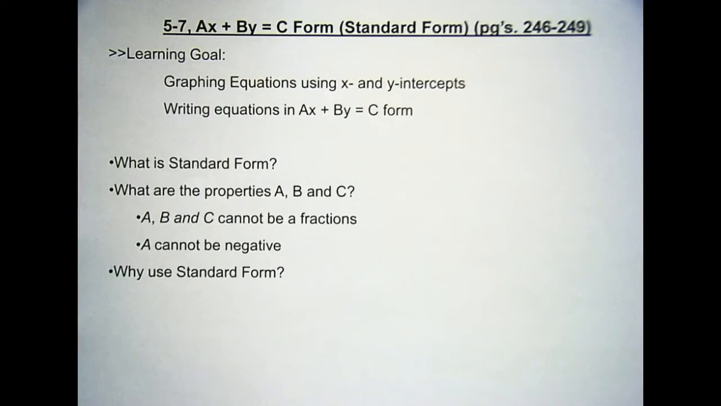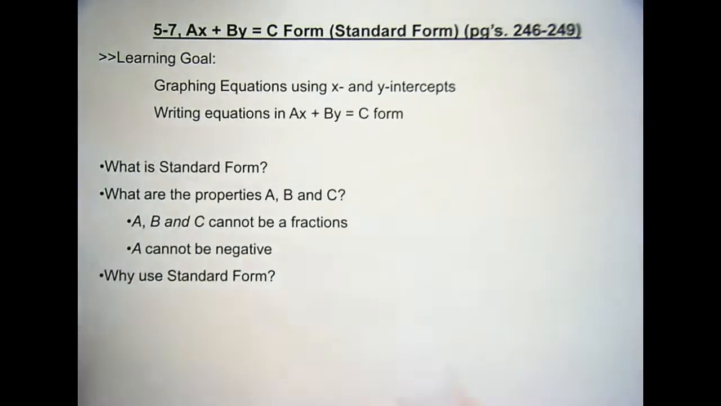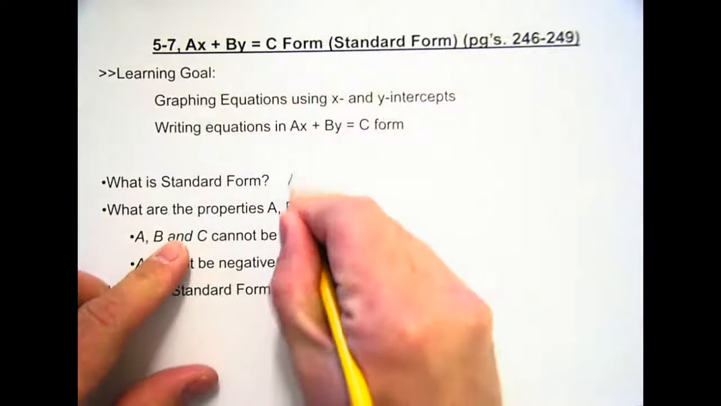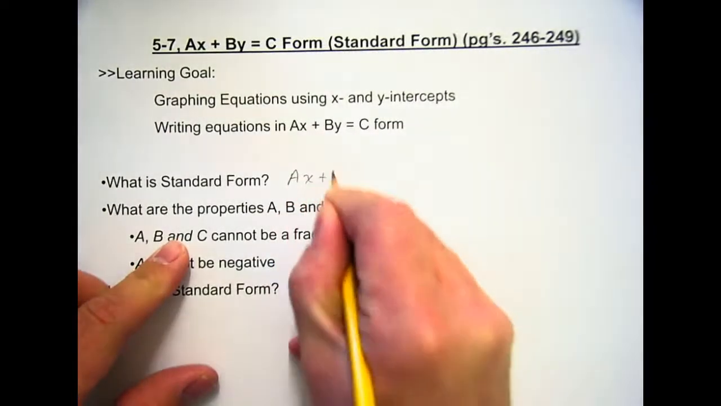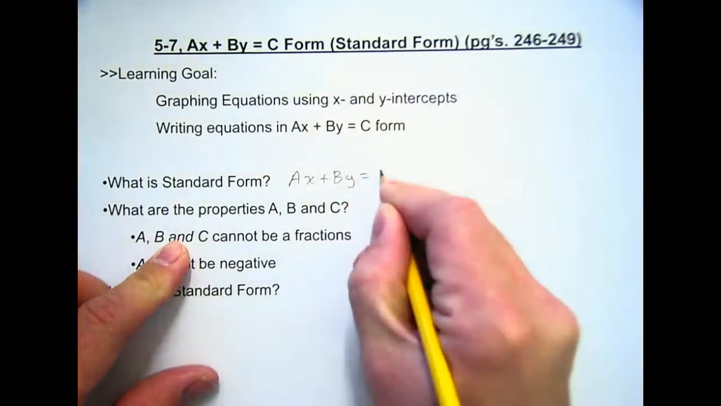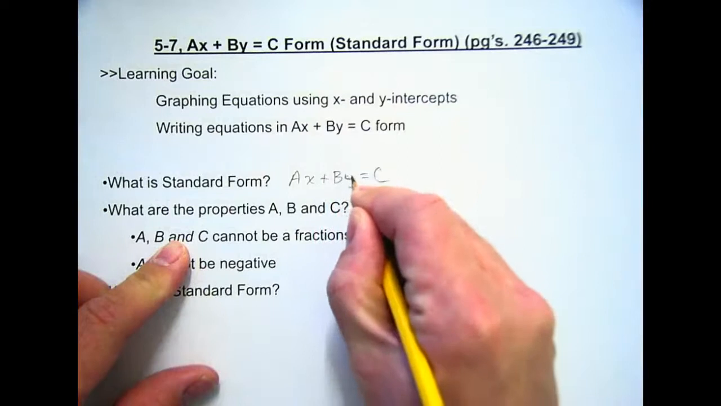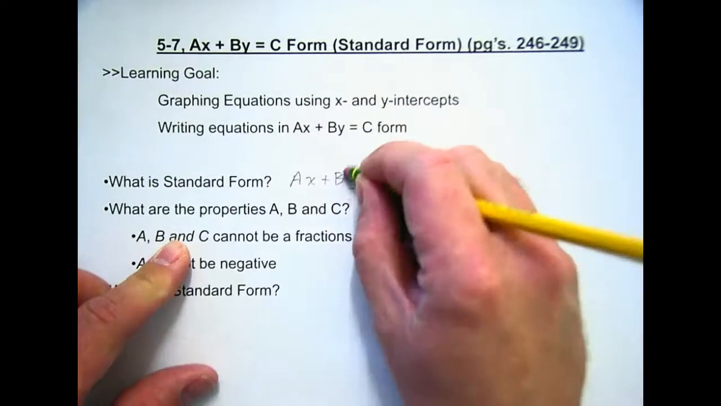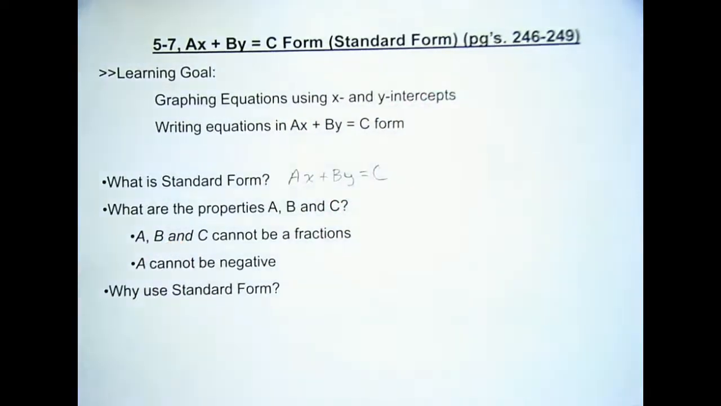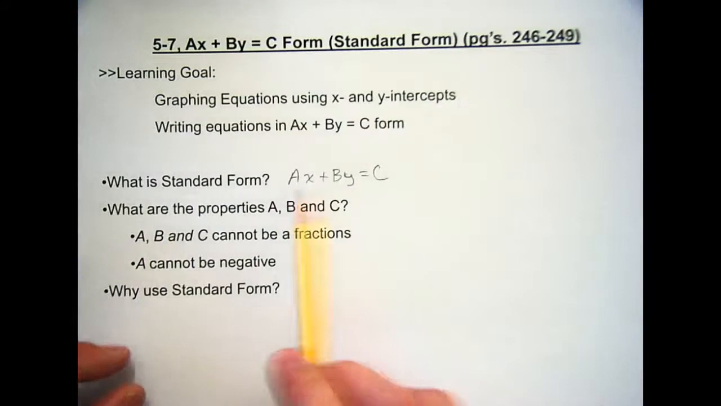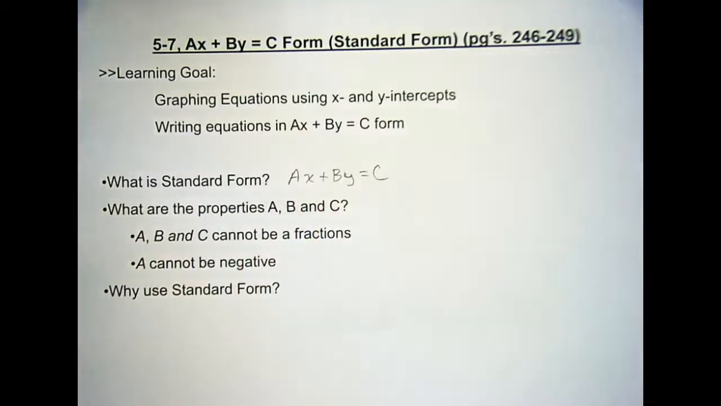And then being able to change our equations to AX plus BY equals C form. I thought that was standard form. Standard form is AX plus BY equals C. Now the reason we have a different form like this is because sometimes it's much easier to graph our equations when it's in this form, and then it also allows us, when we have our variables on one side, to not have to manipulate things quite as much.